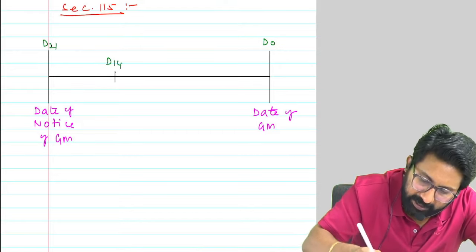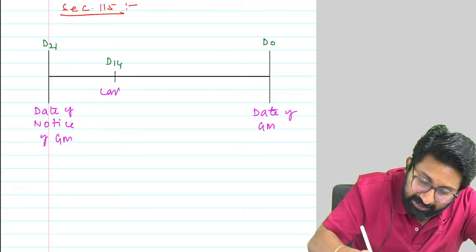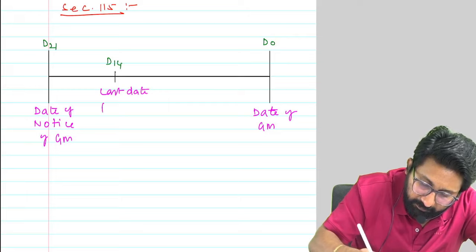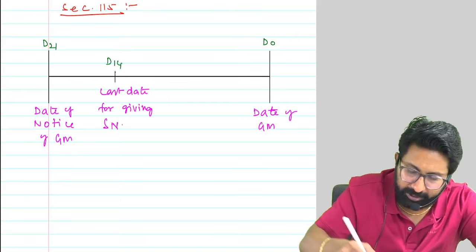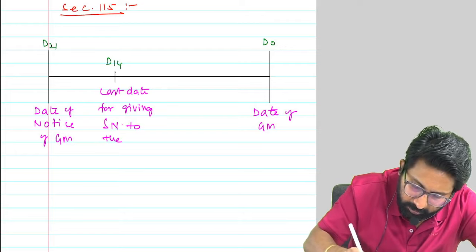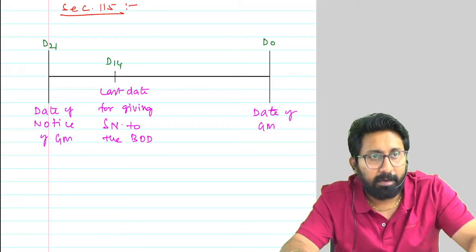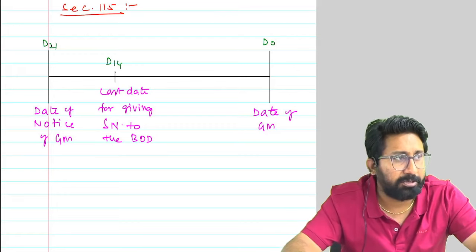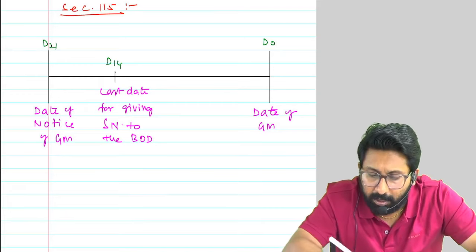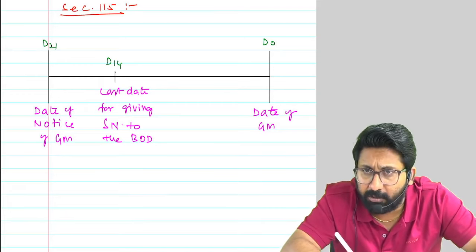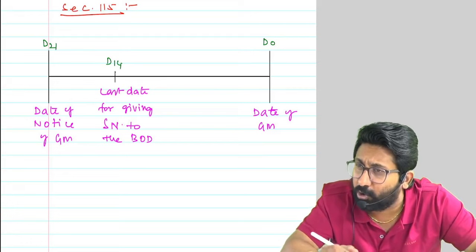D14, guess the date, not date, last date for giving special notice to the board of directors. Last date for giving the special notice to the board of directors. Okay. Now tell me, you gave a special notice. How many days before the meeting? 14 days before the meeting. To whom you gave?